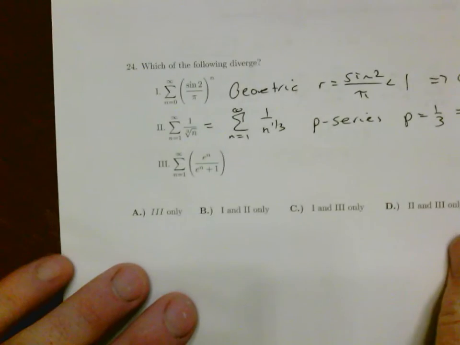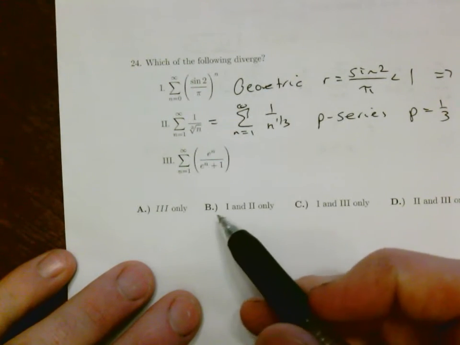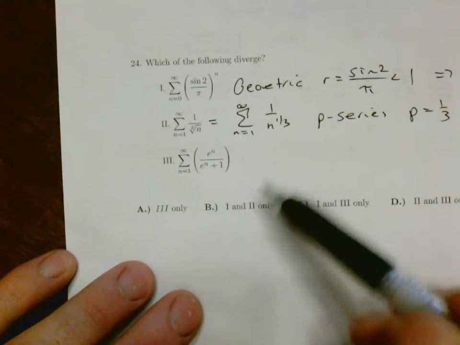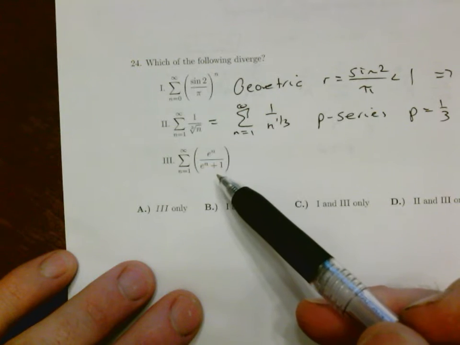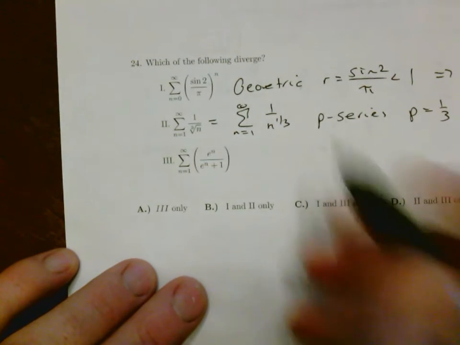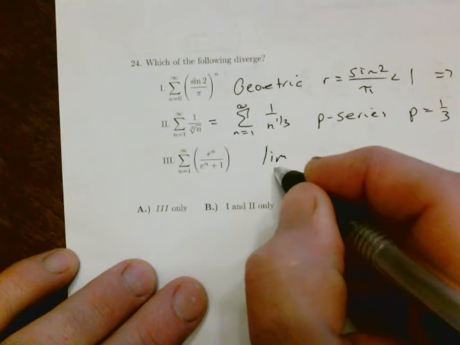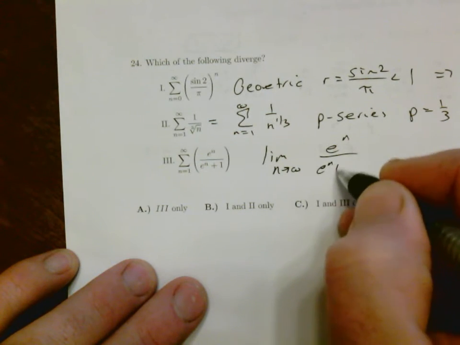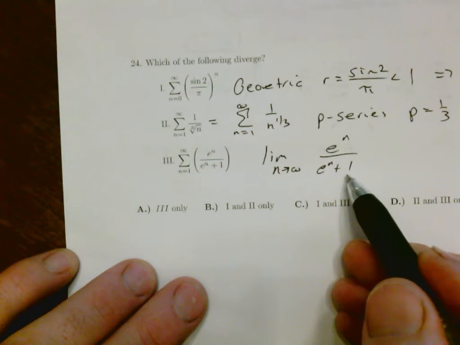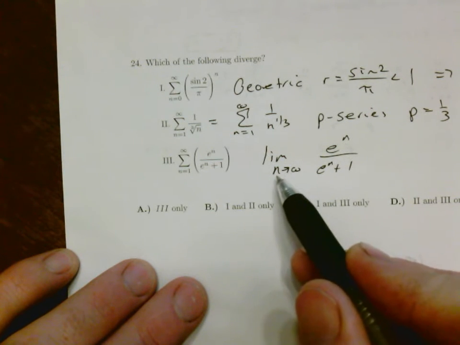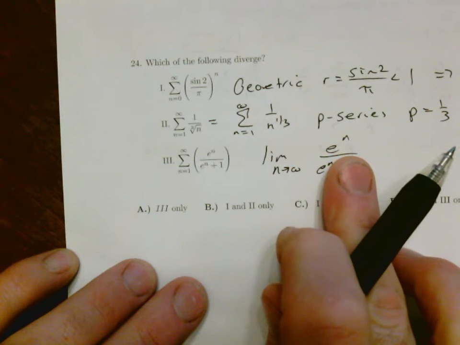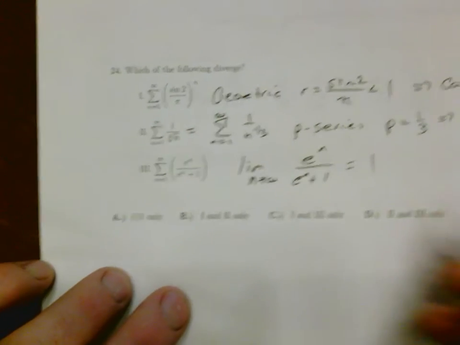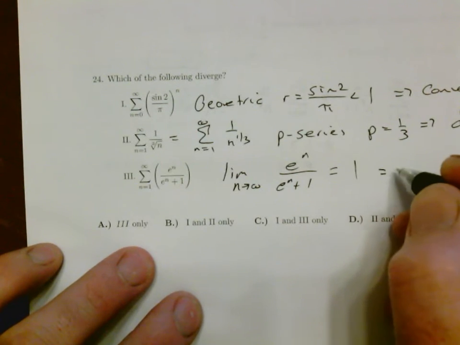Okay, and then the last one, well, what's the first thing we're supposed to do? Which we didn't do up here, but what's the first thing we're supposed to do? Check for the nth term test for divergence. So if we take the limit here as n goes to infinity of e to the n over e to the n plus 1, we know this 1 doesn't make a bit of difference as n goes to infinity, so it's really just e to the n over e to the n, which is 1. And so therefore, this is going to diverge.